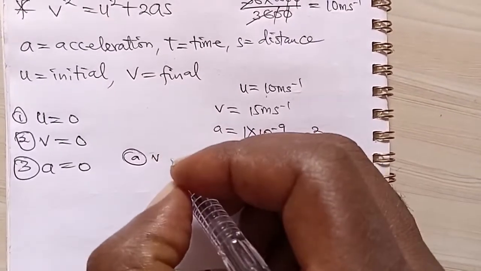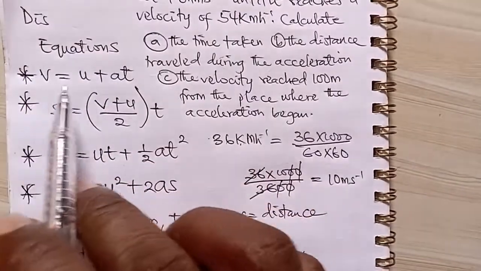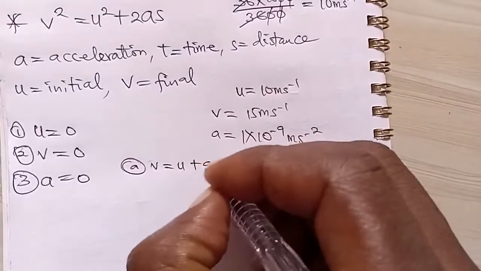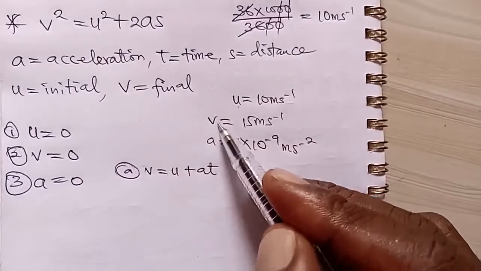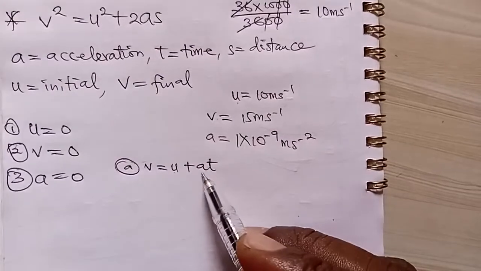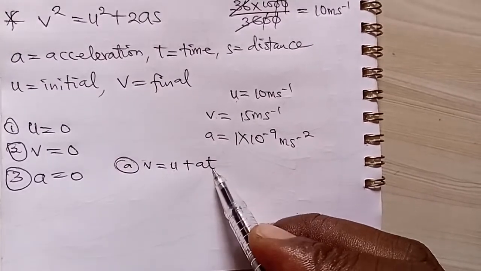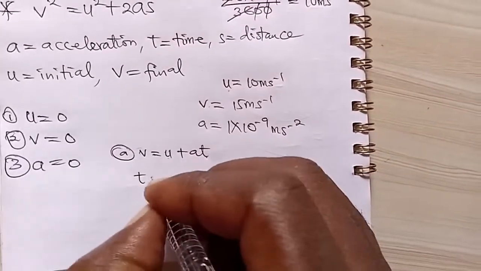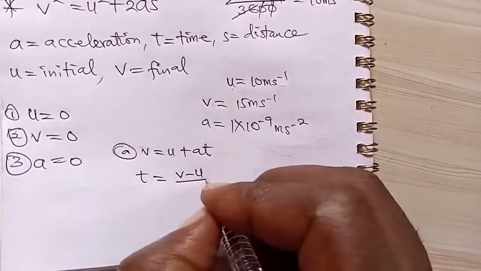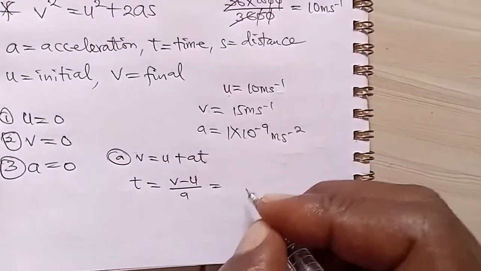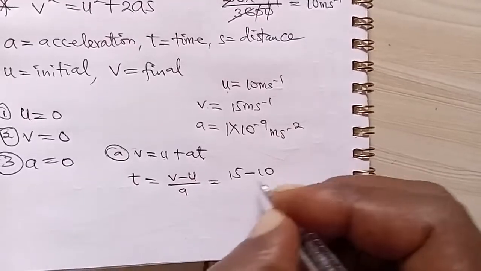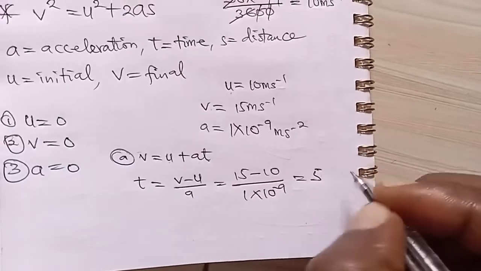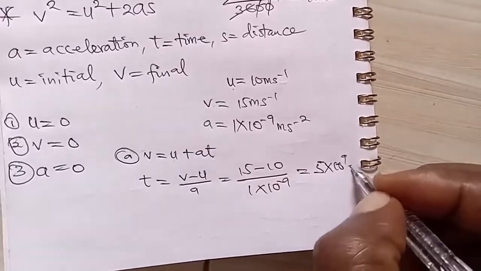We have an equation that says that V is equal to U plus AT. Why are we using it? We have U, we have V, we have A. Then we're looking for T. So all we need to do is to make T subject of the formula. If we make T subject of the formula, T becomes V minus U all over A. If we plug in the values that are there, we have 15 minus 10 over 1 times 10 raised to power minus 9. And if we evaluate that, we're going to get 5 times 10 raised to power 9 seconds.